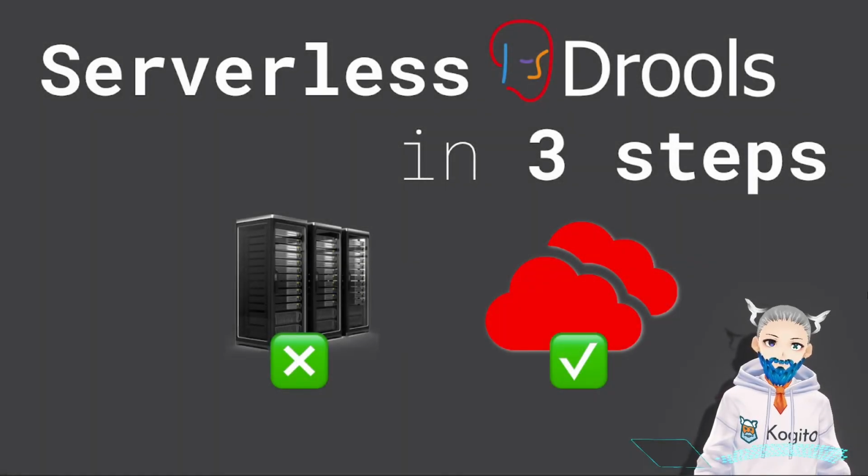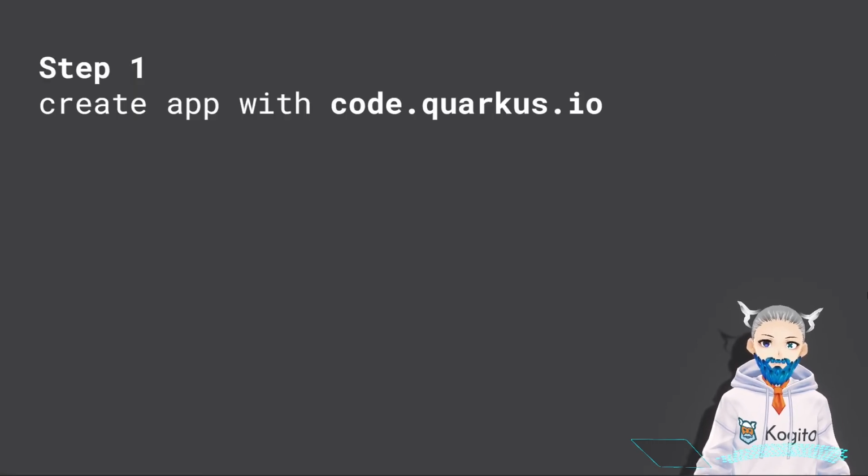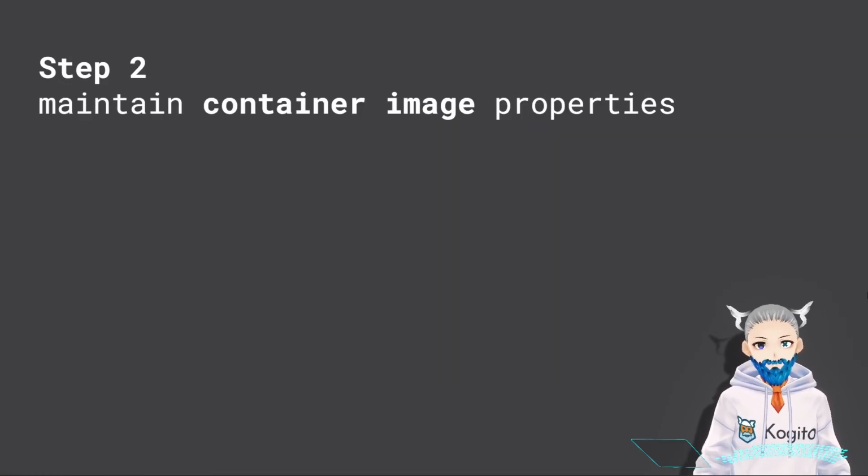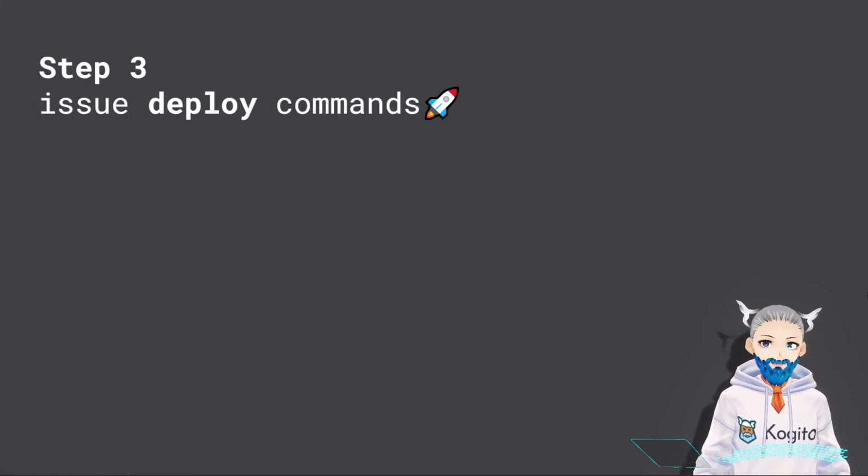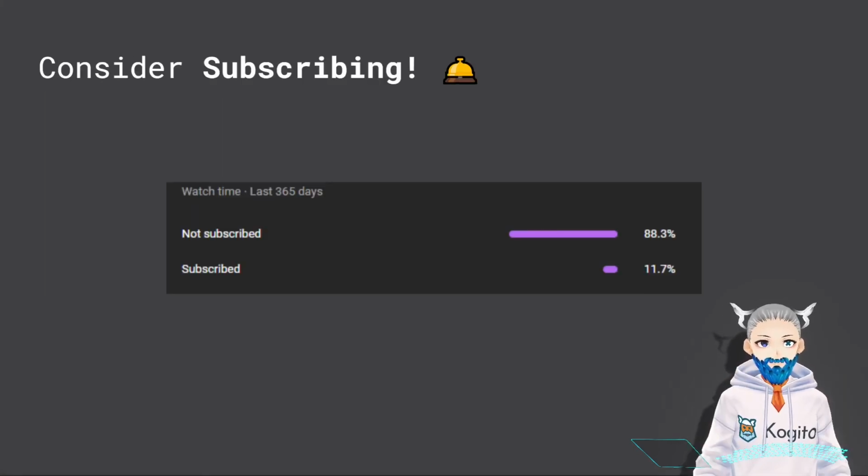And there you have it. We implemented a serverless Drools application in three simple steps. As a recap, first, we created our application using code.quarkus.io. This allowed us to use Kogito, Drools, and all the many extensions from the Quarkus ecosystem. Then, we just needed to configure a couple of properties to set up correctly the container image definition. And finally, we issued a couple of deploy commands on the command line in order to deploy our Drools serverless application. Yeah! And this is all from me today.